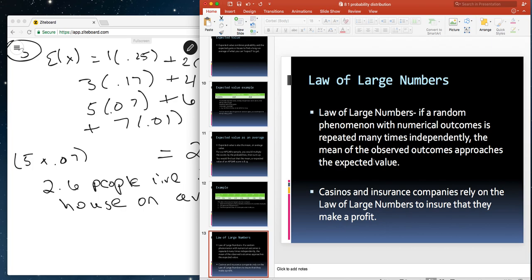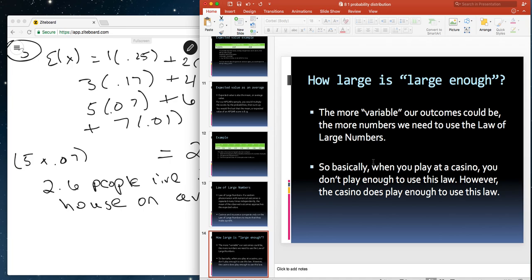Alright, so the law of large numbers is a random phenomenon with numerical outcomes, and it's repeated many times independently, and the mean of the observed outcomes approaches the expected value. So basically, if you could repeat your samples over and over again and calculate the number of people, the average would come to be very close to 2.6 people in a household. Casinos and insurance companies rely on the law of large numbers to make sure that they're making a profit.